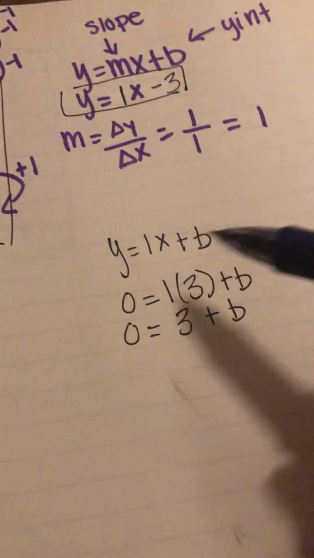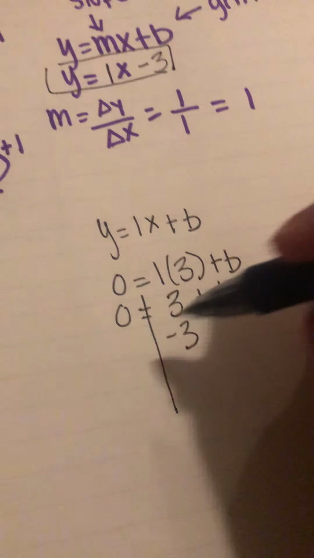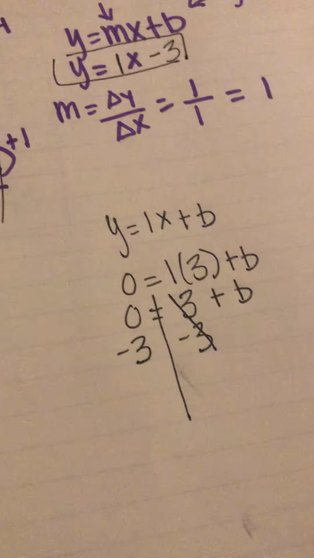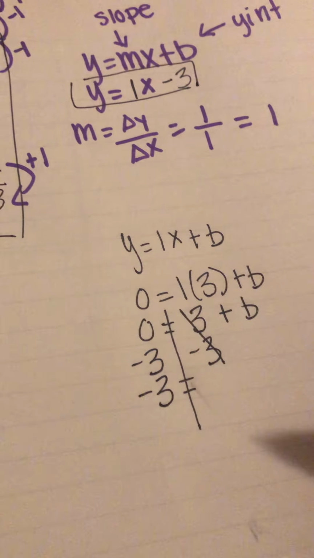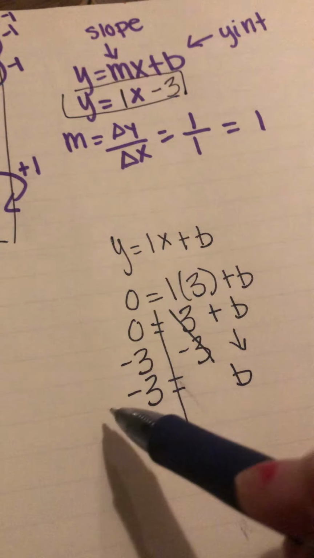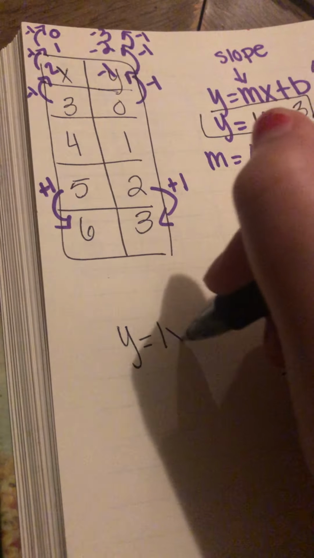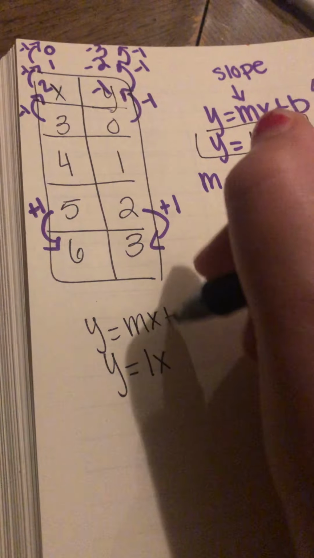Now, what we have to do is get b alone. He's not alone, so we're going to draw a line, and we're going to subtract 3 from both sides. 3 minus 3 is 0, cancels out. 0 minus 3 is -3, and then we bring down our b. So our y-intercept is going to be -3. So if you were to use it this way, you would come over here and go, well, my equation is y equals 1x, and that's for y equals mx plus b.